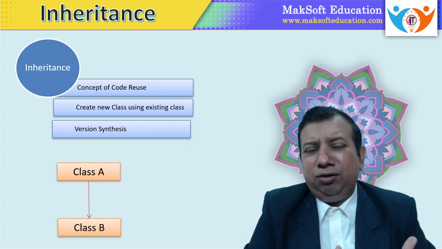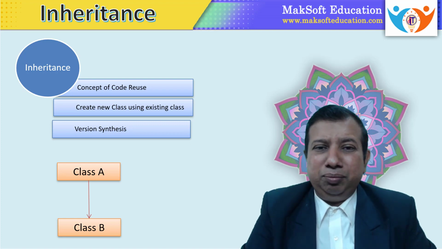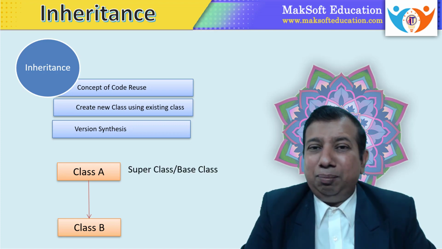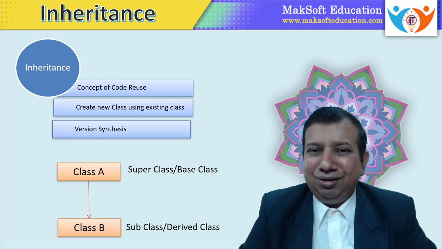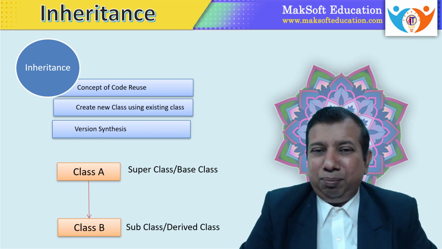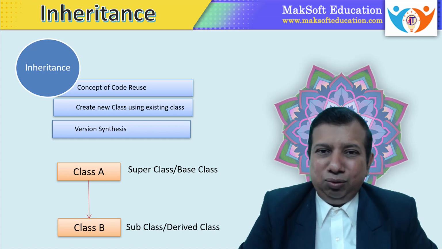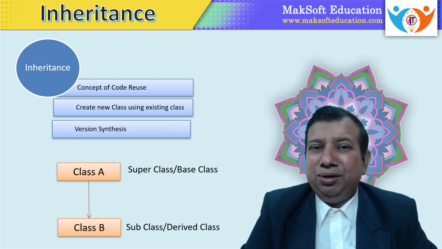Now, there are different words used for the existing class and the new class. In some programming languages, the existing class is known as a base class, and the newly generated class is known as a child class. In some it is called a derived class. In some it is called a subclass. In Java, superclass is used for the parent class, and subclass is used for the newly created class. In C++, base class is used for class A and derived class is used for class B. Now this is the simple concept of inheritance.